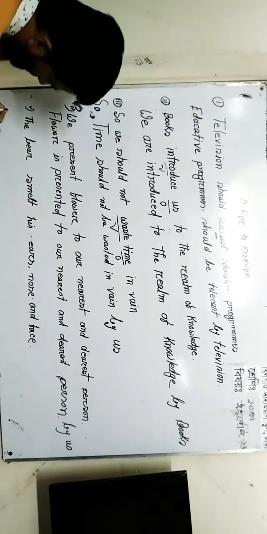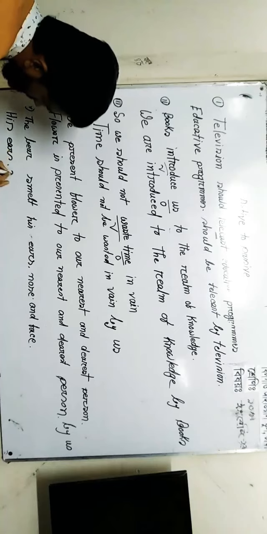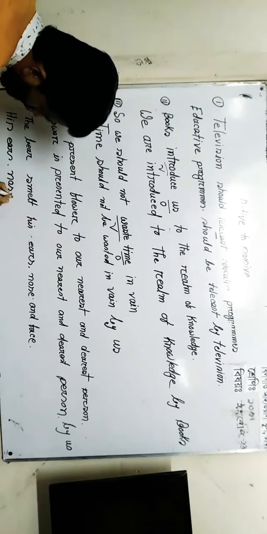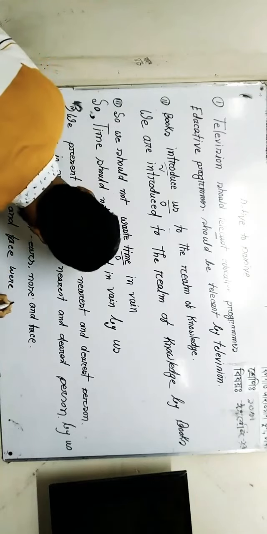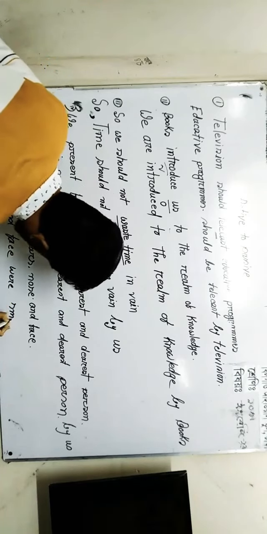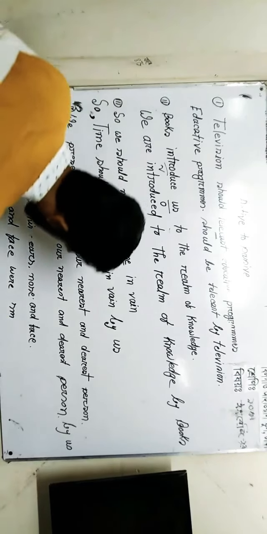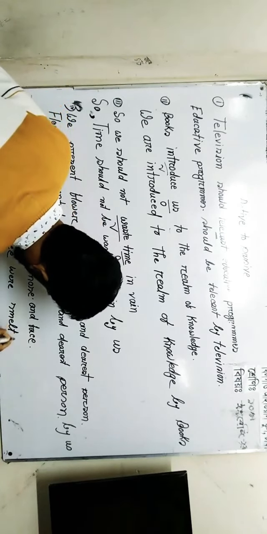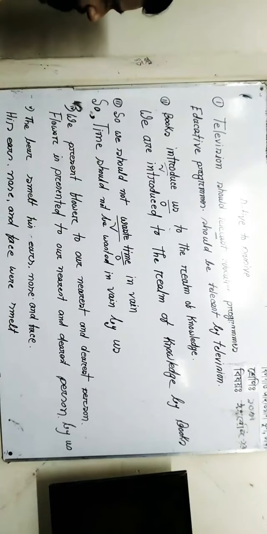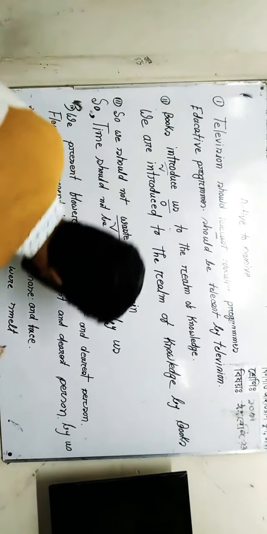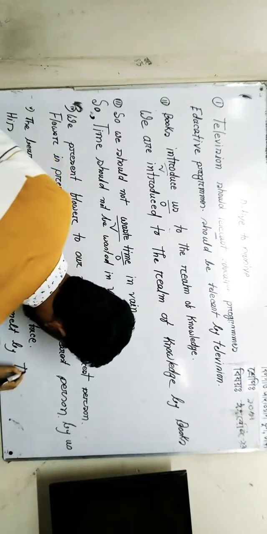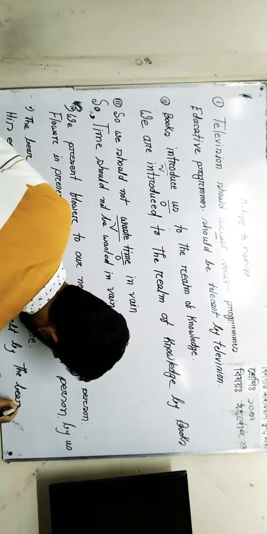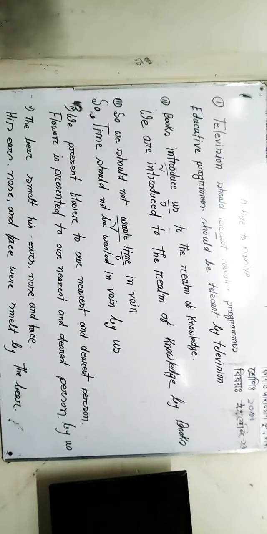His ears, nose, and face were smelt. Smelt, its past participle is smelt. His ears, nose, and face were smelt by the bear.